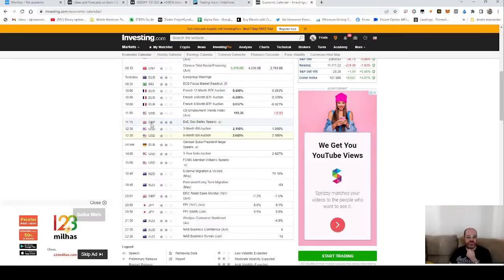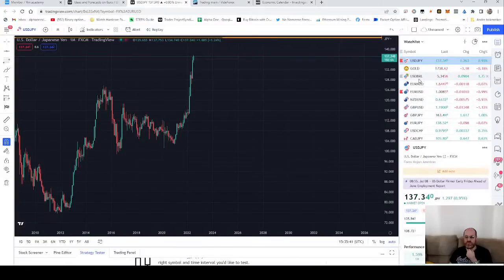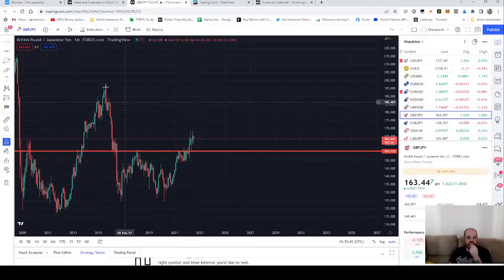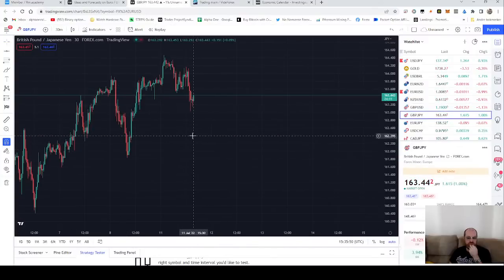So let's take a GBP trade. Let's see, we can go here. Let's open GBP JPY, for example. And let's put it on 30 minutes so we can see. So we take 1 hour back, so 15:30 is there for me here. So let's go to it, you can see what happened basically.